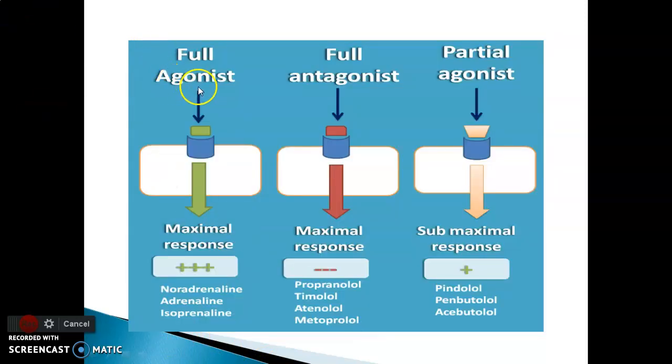Depending upon this, the drug can be a full agonist, full antagonist, or partial agonist. A full agonist is one which binds with the receptor and shows a maximal response in the positive direction. A full antagonist also binds with the receptor but shows a maximal response in the opposite direction to that of the agonist. A partial agonist has sub-partial binding with the receptor and hence shows a sub-maximal response.